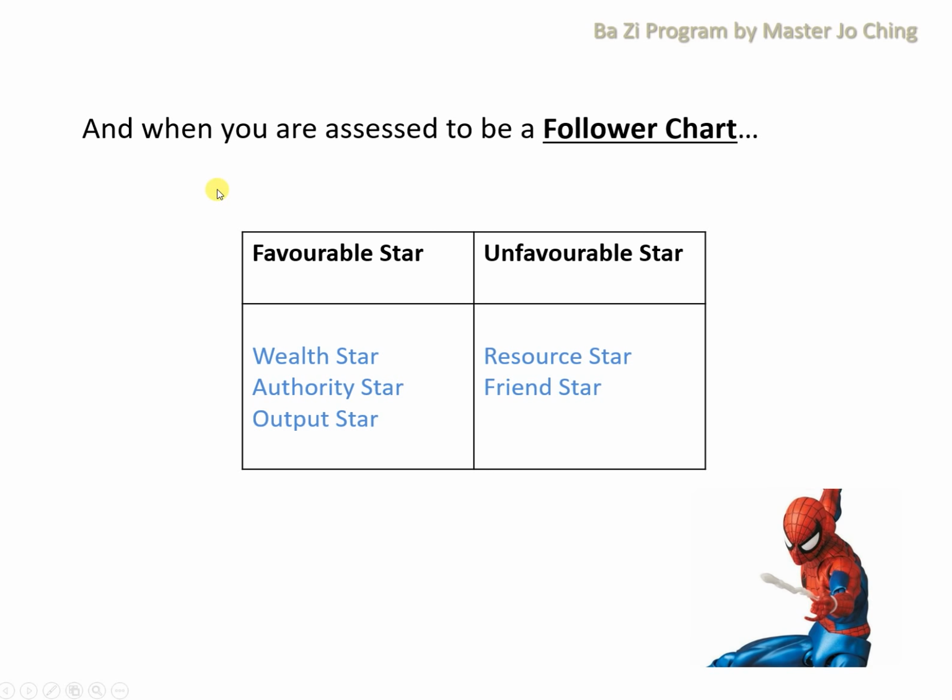Next. And when you are assessed to be a follower chart, this is a special category chart. Okay, what happened is that in my semi-pro level, later on I'm just going to share with you what kind of programs our school offers. In fact, we don't have many modules of 八字. We only have like 3 types of 八字 program, and you will learn everything, complete information about 八字, and start to be a practitioner.